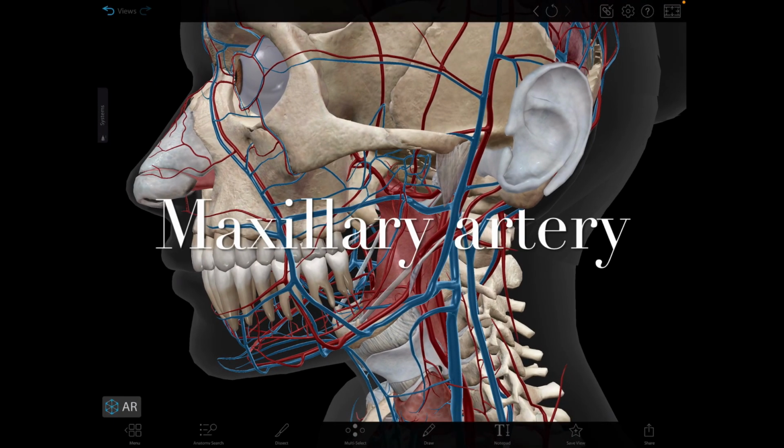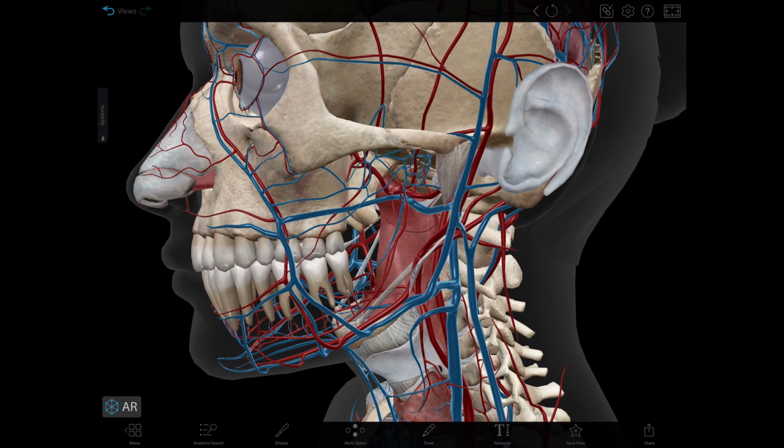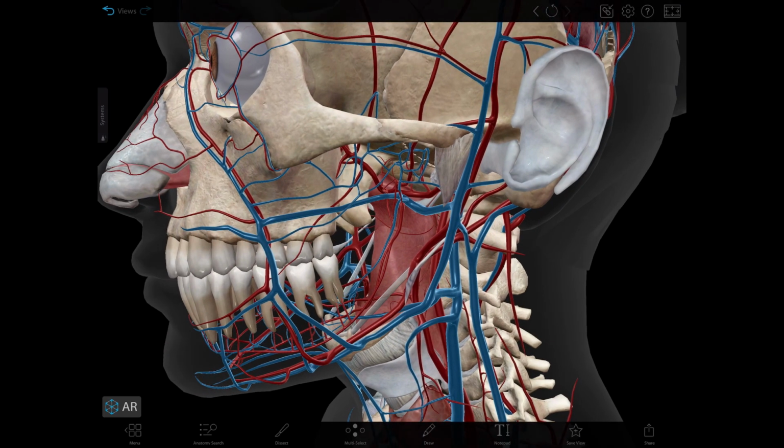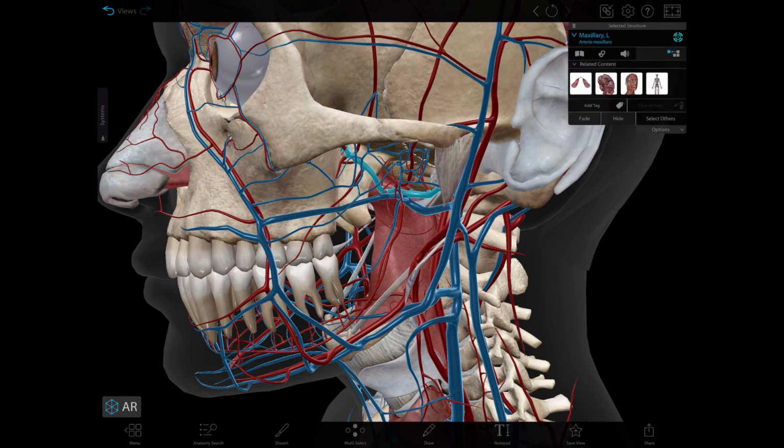Now let's get into the blood vessels for this area. We're going to talk about the maxillary artery, which is this one right here. This is the largest terminal branch of the external carotid artery, and it passes anteriorly deep to the neck of the mandible. It runs through the infratemporal fossa, and it terminates in the pterygopalatine fossa. In the infratemporal fossa, it may lie medial or lateral to the lateral pterygoid muscle, depending on the person.